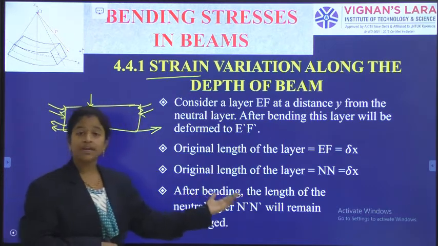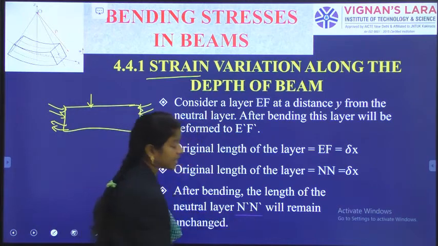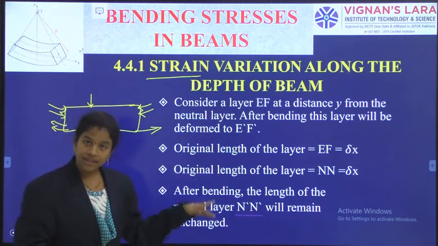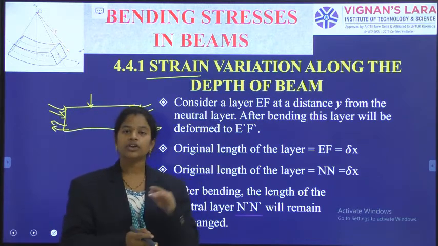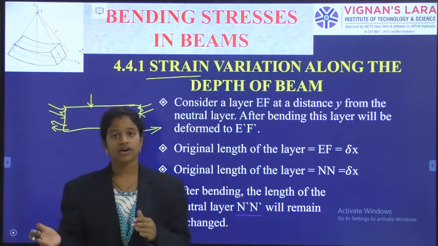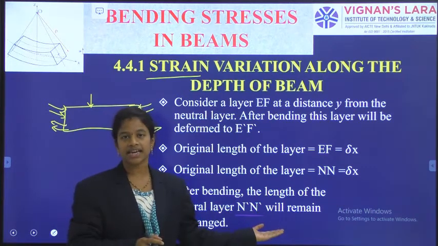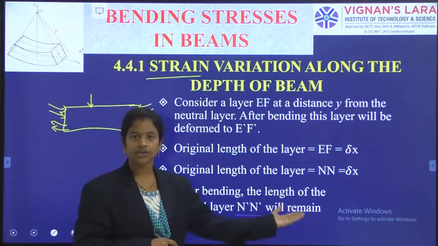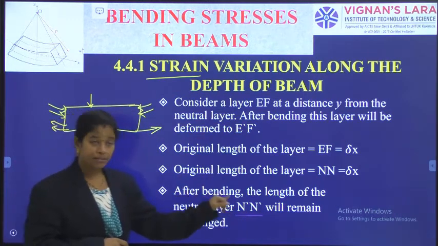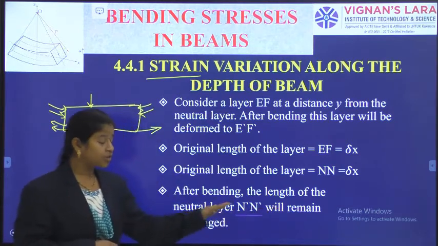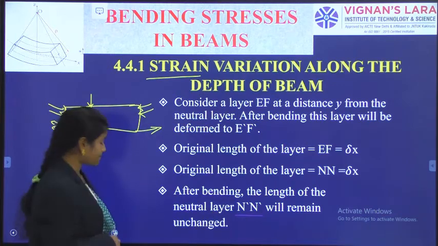Now, after the bending action, the length of the neutral layer is N dash N dash. What is meant by a neutral layer? A neutral layer will not have any expansion or contraction; it will not have any compression or tensile force or stress acting in it. So that layer is the neutral layer. By this definition, after the bending action also, the length of the neutral layer N dash will remain constant and unchanged.